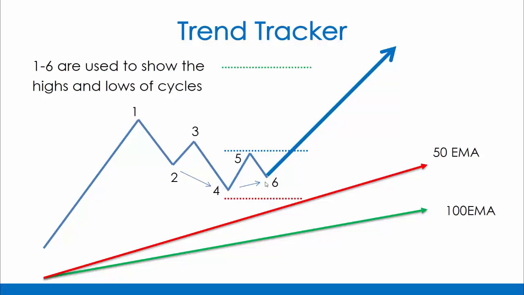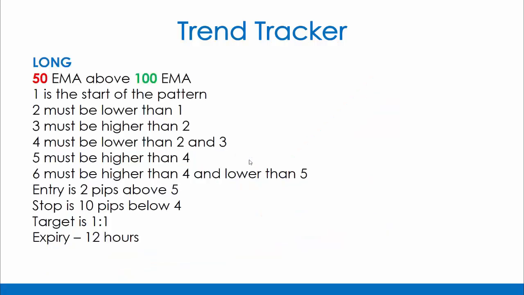Basically, step by step, 2 must be lower than 1. 3 must be higher than 2. 4 must be lower than both 2 and 3. 5 has to be between 3 and 4. And 6 has to be between 4 and 5. That's all explained for you here.